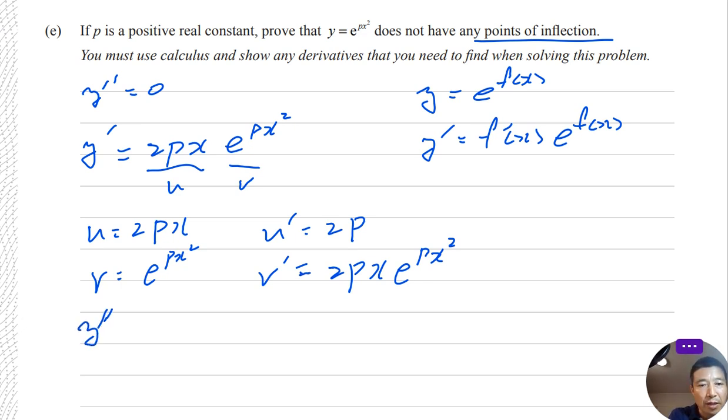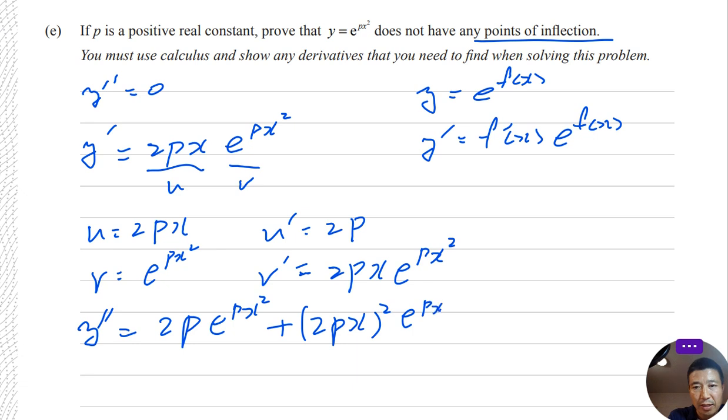So second derivative, double prime, is what? v u prime, which is 2p e to the power of px squared, plus u v prime, which is 2px times 2px, yeah, well, I could say 2px squared e to the power of px squared. Now, obviously, we can simplify by 2p, right? I mean, factorize by 2p e to the power of px squared.